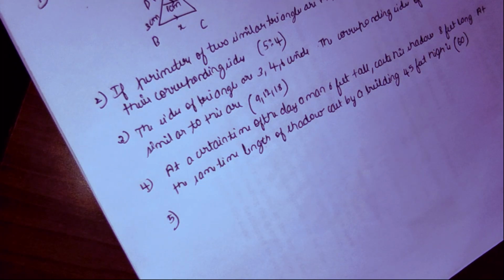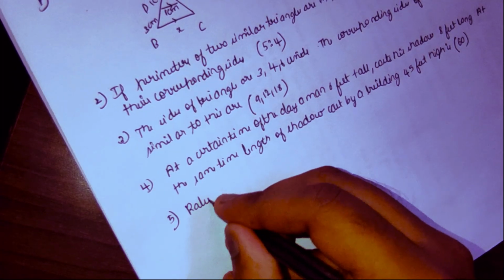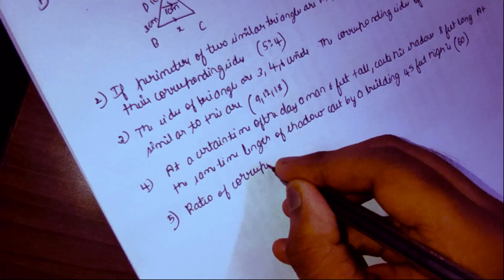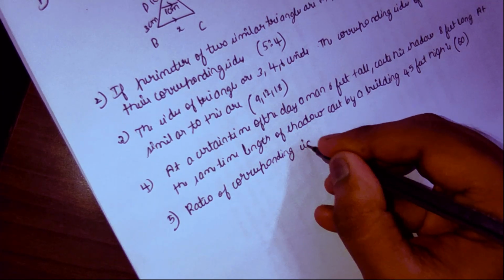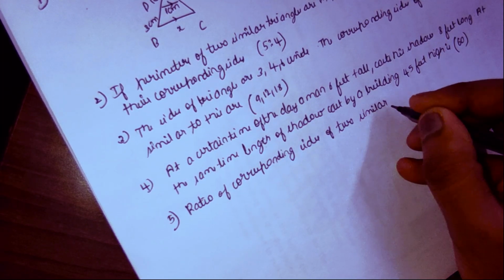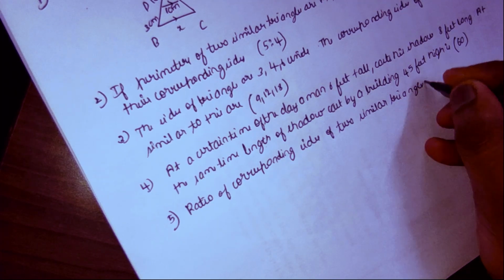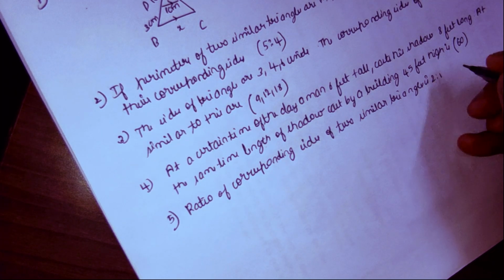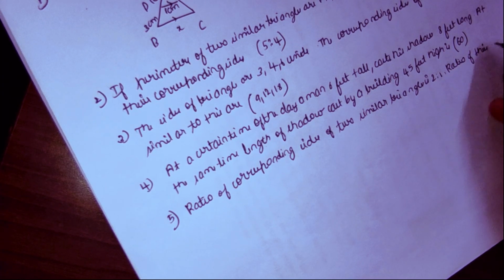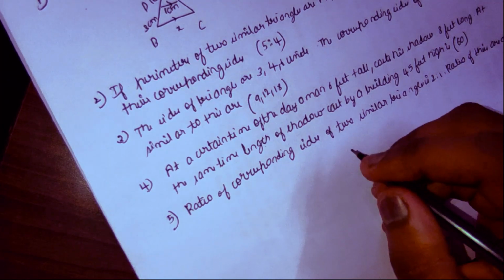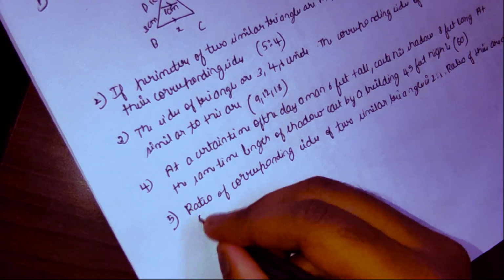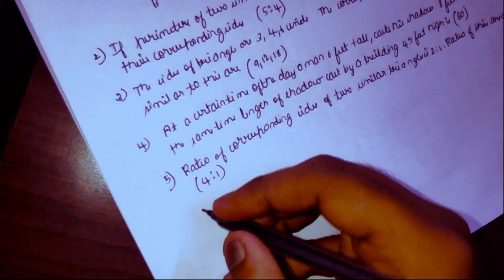Fifth one. Ratio of corresponding sides of two similar triangles is 2:1. Ratio of their areas is 4:1. Answer is 4:1.